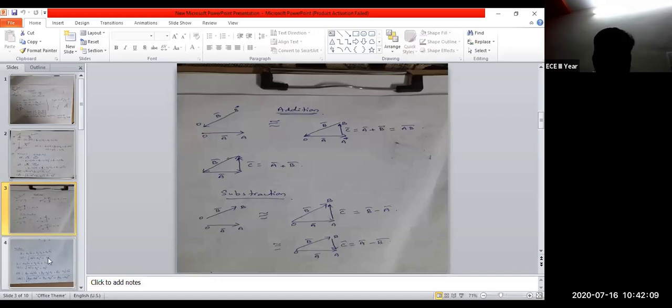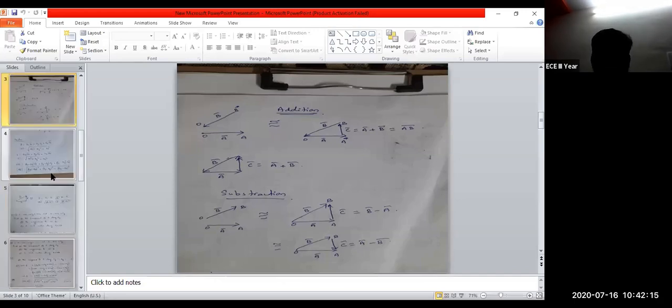So this is how we will go for vector addition and vector subtraction in the coming classes. Keep it in mind. This is the final analysis: how do we go for addition and subtraction? Any doubt in this? No. Okay.